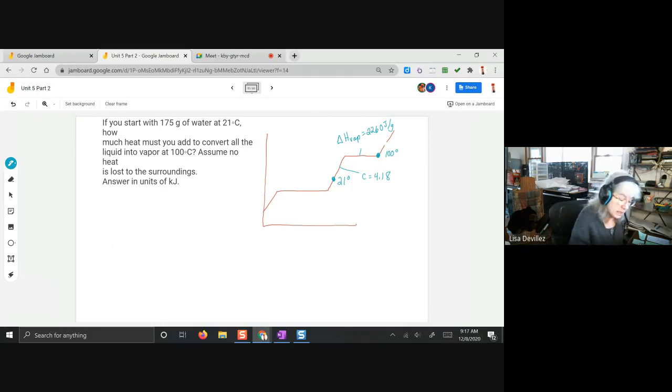And so I'll only need those two. So my Q, I'm going to have MC, and then it's going to go 100, because this is at 100 there. 100 minus 21, and then plus my delta H, times the mass on there, and then convert to kilojoules because it wants it in kilojoules. So that one's just going to have two values you're going to add together.